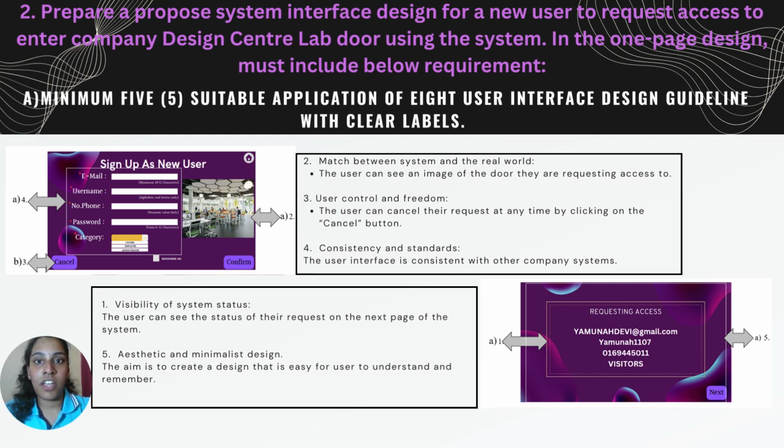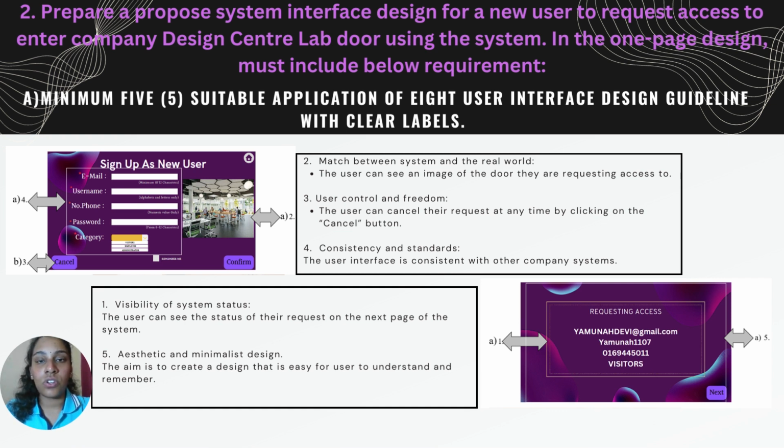So second is match between system and the real world, which enhances the interface. The user can see an image of the dog they are requesting access to. This represents the information or places they want to access by showing the image for them to confirm.